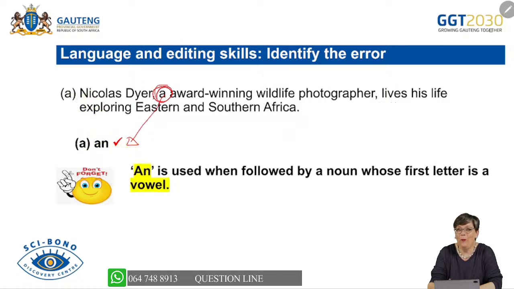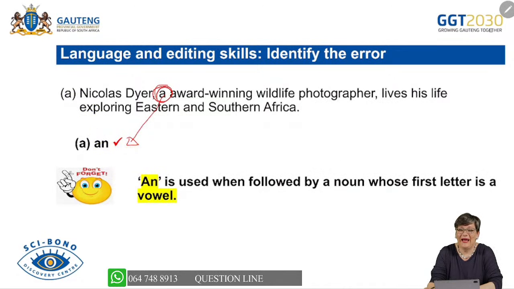Now, what is the rule? An is always followed by a noun where the first letter is a vowel. Remember there, our first letter for award is a vowel, and for that reason we have to make it an award. Right.